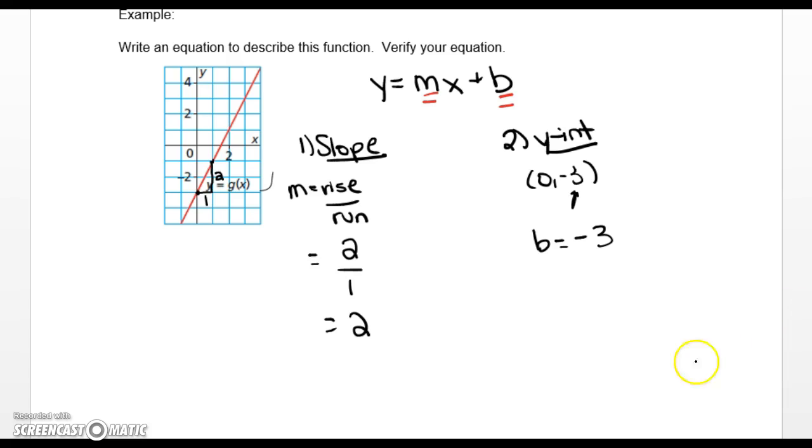Plugging this into your equation, we have y is equal to m, which is 2, x, plus -3, which we can simplify to 2x minus 3, because a positive times a negative makes a negative. And as I said before, we want to leave those x and y variables in there, so that we have an equation we can use to find any coordinates or any missing point on that graph that we might want to use.